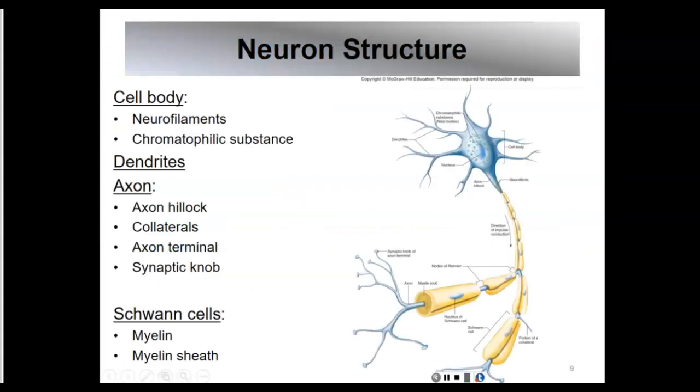So here's a picture of a typical neuron. We have our cell body, and see the green chunky stuff up there? That's our chromatophilic substance or Nissl body. We have our dendrites. That looks like hair hanging off of it. And here's our axon, that long tail off of there.